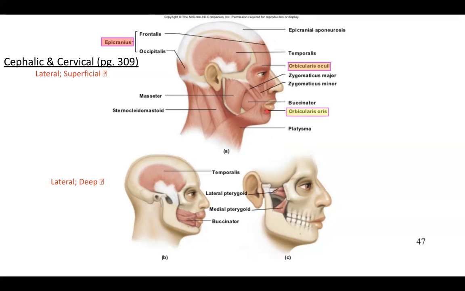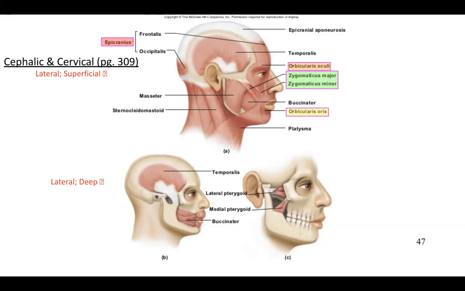The orbicularis oris is another circular muscle around the mouth, and its origin is other muscles near the mouth. The insertion is the skin of the central lip. So whenever this muscle contracts, it is going to close the lips, kind of like pursing them, getting ready for a kiss.